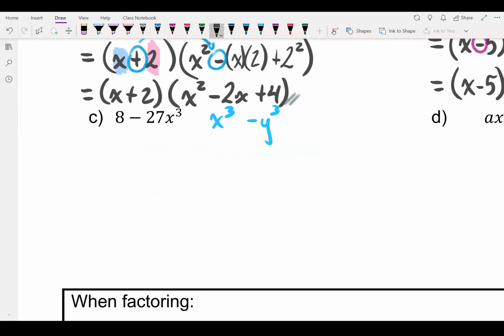How do I know it's difference of cubes? Well, you should recognize 8 as a cube. It's 2 to the power of 3. So it's 2 to the power of 3, minus, what's the cube root of 27?